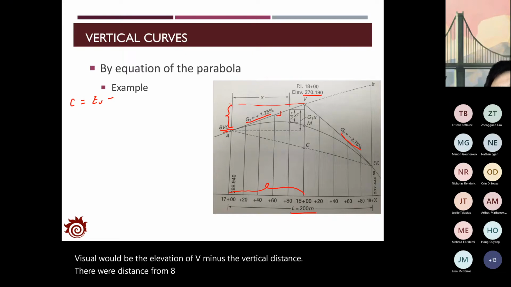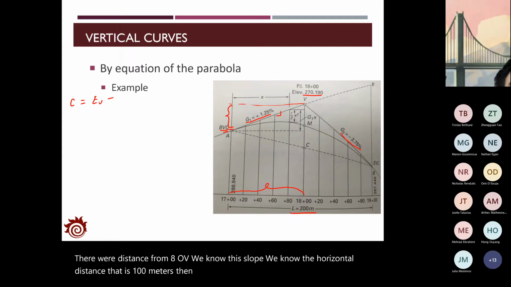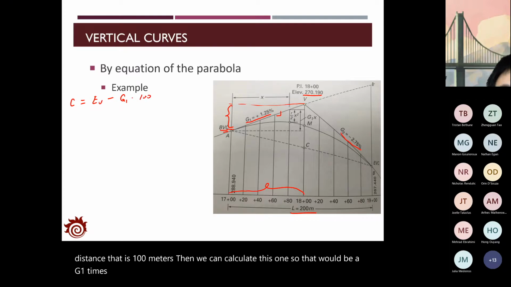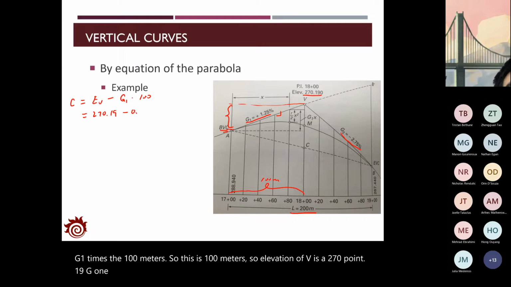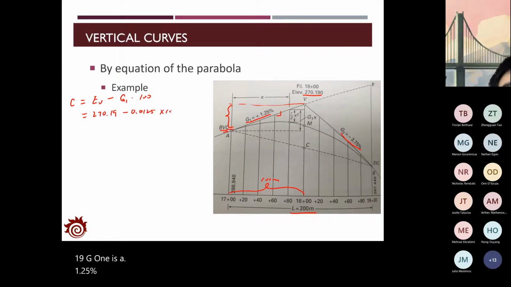We know the slope. We know the horizontal distance, that is 100 meters. Then we can calculate this one. So that would be G1 times the 100 meters. So the elevation of V is 270.19. G1 is 1.25%. Times 100 meters, it gives you the elevation at point A.